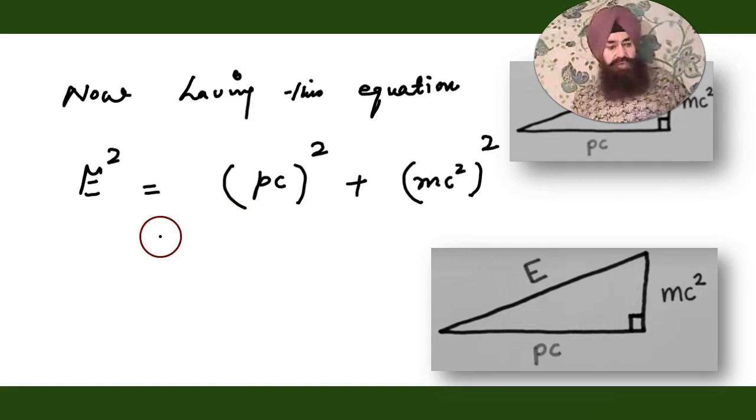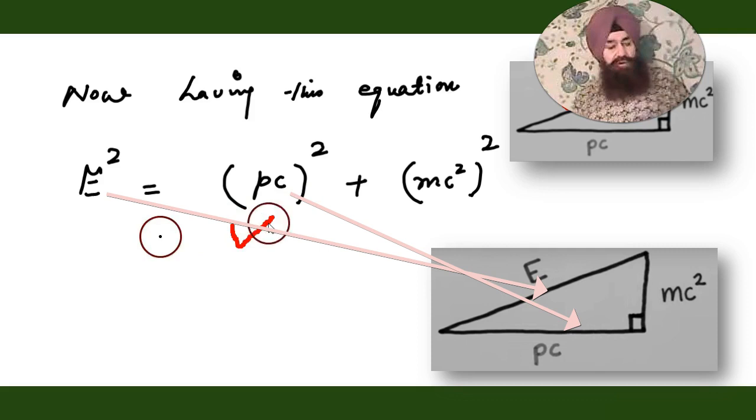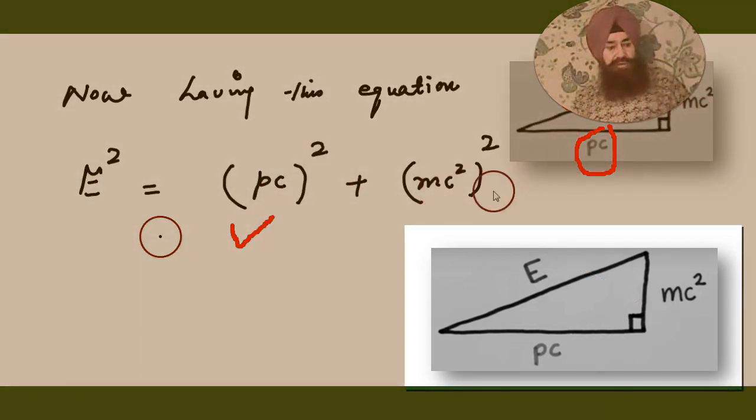You know what the equation is. E is energy. Pc is the momentum of a particle or maybe a photon. So Pc is the momentum, and mc² is the rest mass energy. Now, Pythagoras theorem: E² becomes (Pc)² plus (mc²)², right?